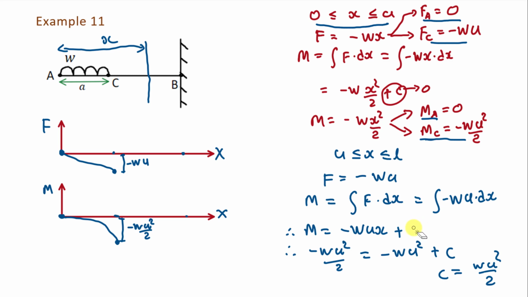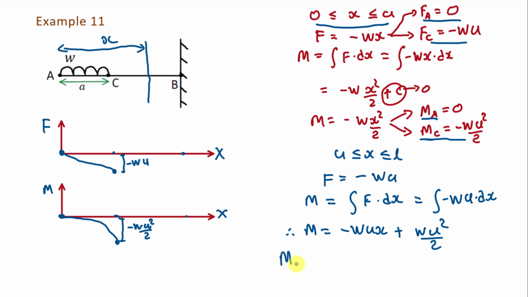Now we will put value of C here. So it will be plus wa square by 2. Okay. Now from here we will find value of bending moment at point B. For that we will put x is equal to L. So it will be equal to minus waL plus wa square by 2. And if you simplify this, then you will get wa by 2 into bracket a minus 2L.